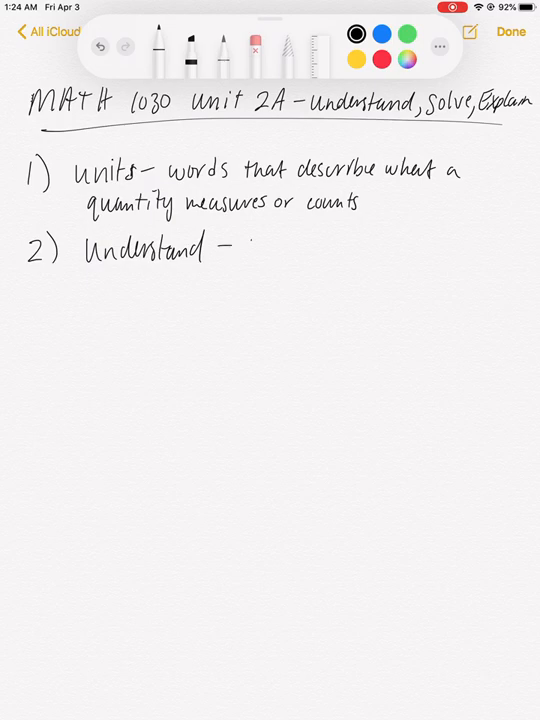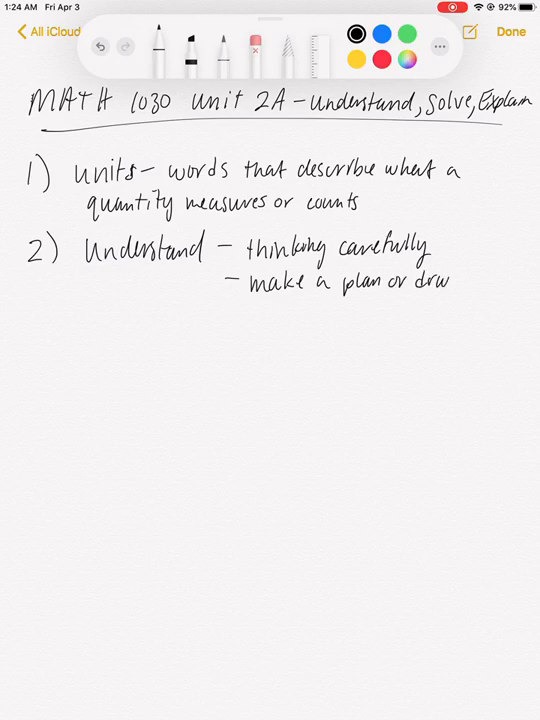So understanding begins with thinking carefully, and then you can make a plan or a drawing to know where to find the solution.